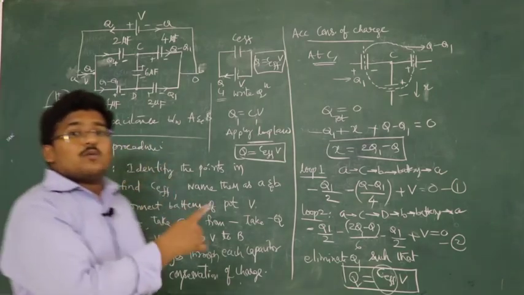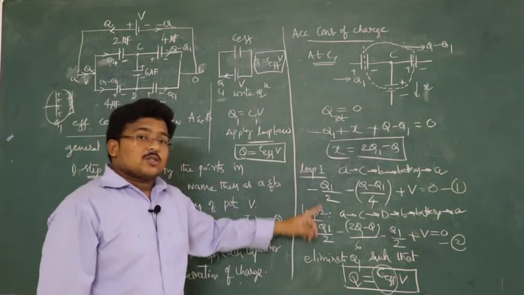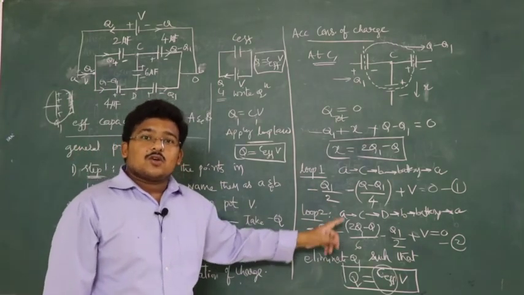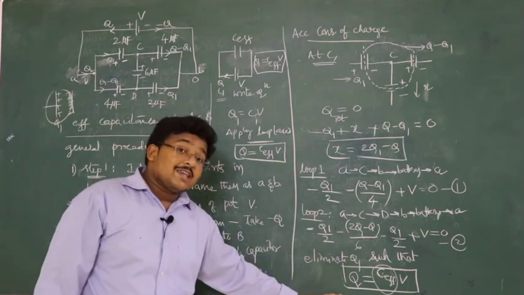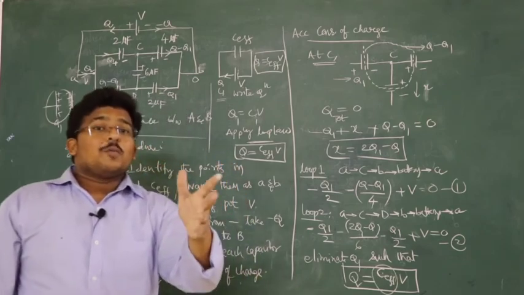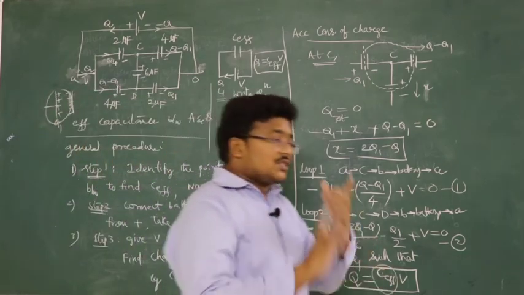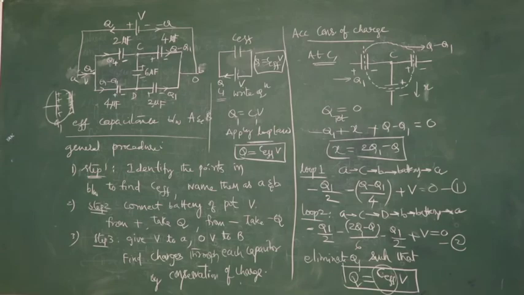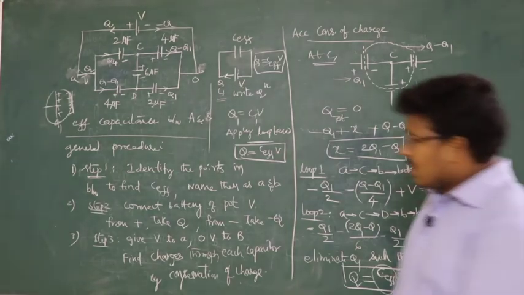Okay, so this is the homework I am giving you. You just solve these first two equations, and you should get the equation in the form of Q equal to C effective into V. In the place of C effective, how much you will get, that is your answer. So this is the general way. Okay, did you understand? And do the calculation later.